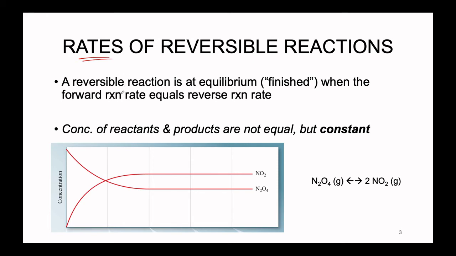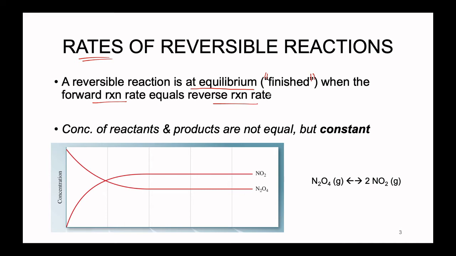So as it is written here, a reversible reaction is at equilibrium, and when we say at equilibrium, what we mean is that the reaction is quote unquote finished. It's not to say that a reversible reaction is finished when all reactant has turned into product. That is not the case. A reversible reaction is going to be finished when the forward rate is going to equal the reverse rate.